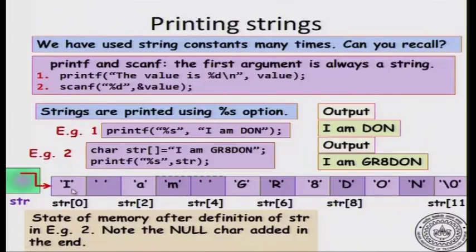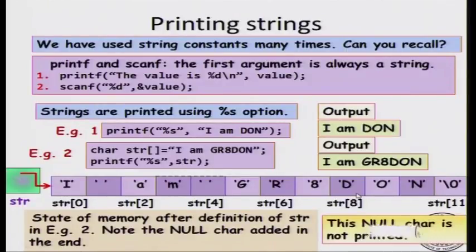The state of memory after definition of this string in example 2 is that it has a list of all these characters, I, space, A, M, space and so on, and note the implicit null at the end. Even though the double quotes ended just after the last letter, when you stored it in an array, there is an implicit null that is inserted at the end of the array. So, when you print it, it will print until the null character. The null character itself at the end of a string is not printed when you print it using %s.